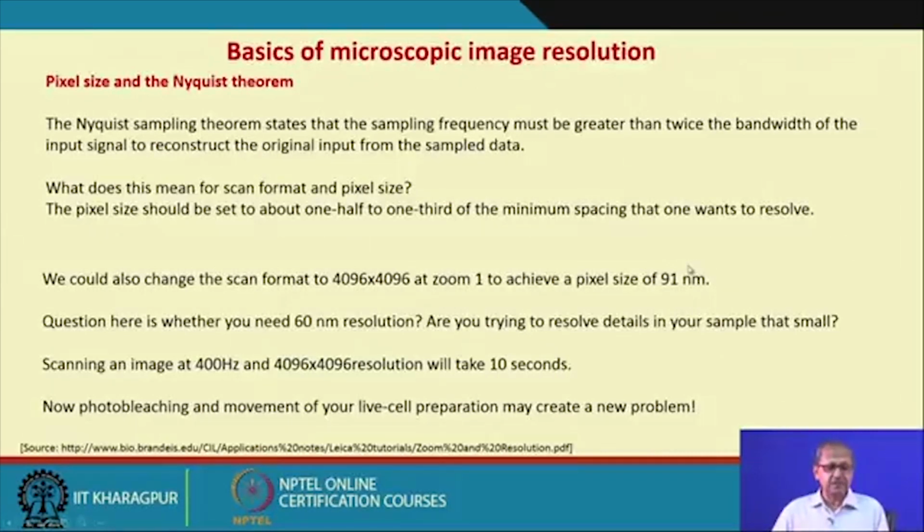The question here is whether you need 60 nanometer resolution, or are we trying to resolve details in your sample that small. Is it necessary? Because scanning an image at 400 hertz and 4096 format resolution will take 10 seconds, and this makes a problem of photobleaching and movement in your live cell preparation and may create a new problem. That is a problem of biological samples. You cannot go beyond a certain limit.